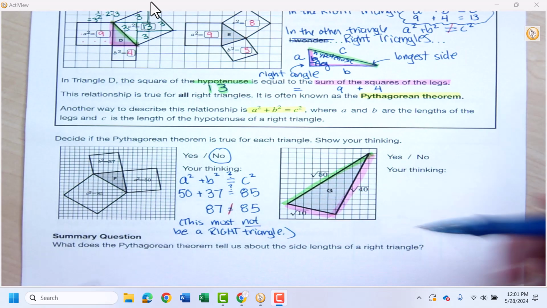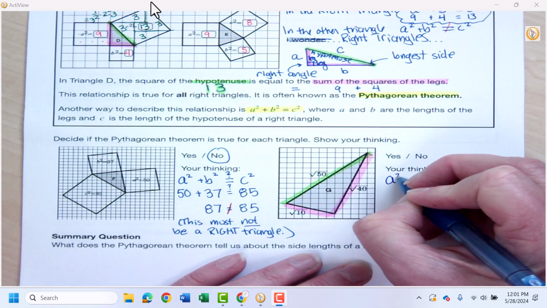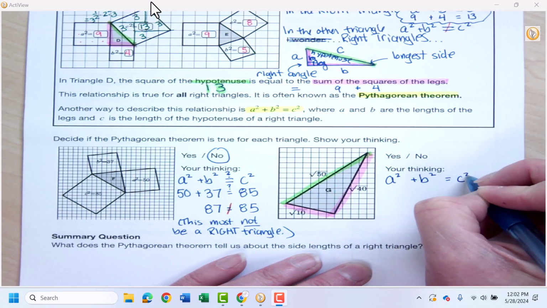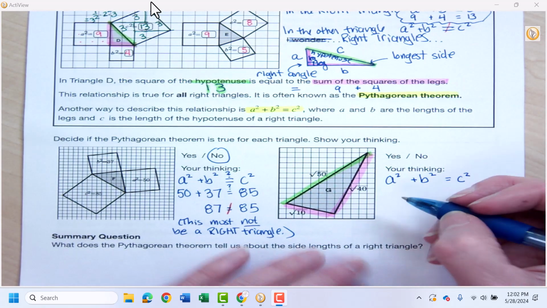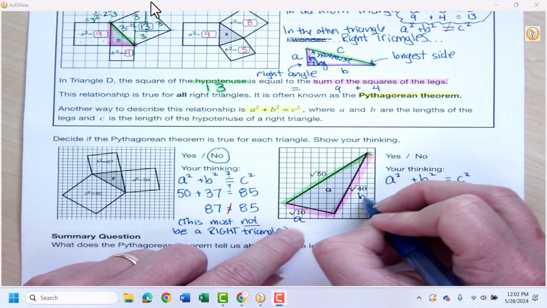All right, well, let's try this out. Got to be careful with this. Here's the Pythagorean theorem. A squared plus B squared equals C squared. And if this is a right triangle, that should work. Well, I'm going to call this A. I'm going to call this B. And call this C.